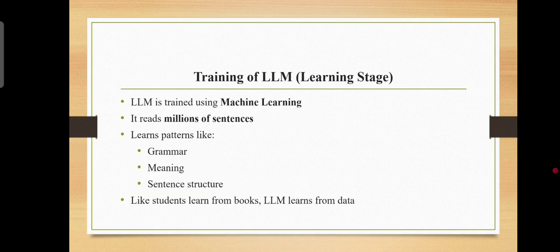Now that we understand tokens, let's see how the LLM is trained to learn all these. It is trained using a process called machine learning. During training, it reads millions of sentences and learns patterns like grammar, sentence structure, and meanings. Just like you learn from books and teachers, the LLM learns from data.